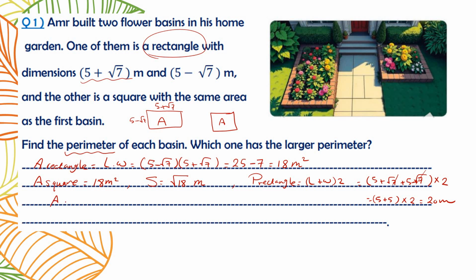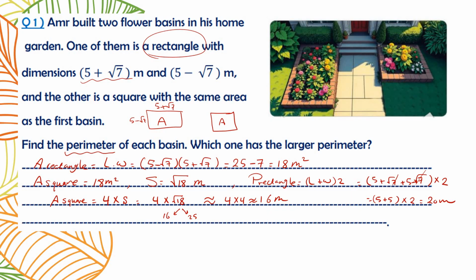What about the perimeter of the square? The perimeter of the square equals 4 times the side length, which equals 4 times square root of 18. And we can deduce that 18 is between what? 18 is between 16 and 25, and of course it's closer to 16, so if I want to estimate it, it will be closer to 4, so it will be approximately 4 times 4 equals 16 meter. So equals 16 meter approximately.